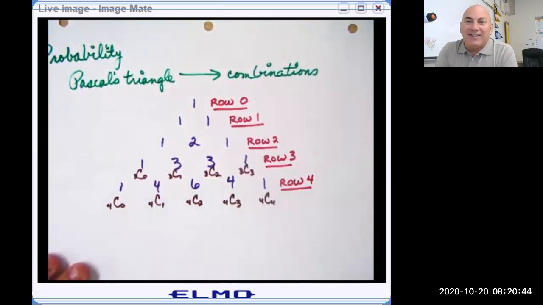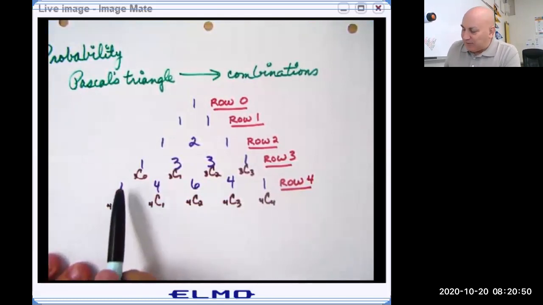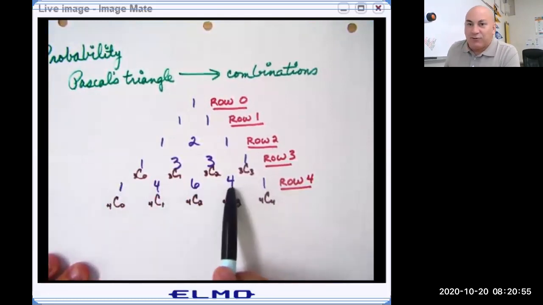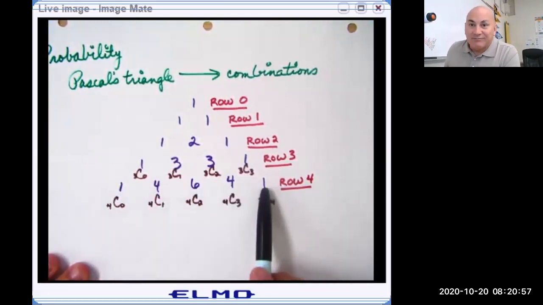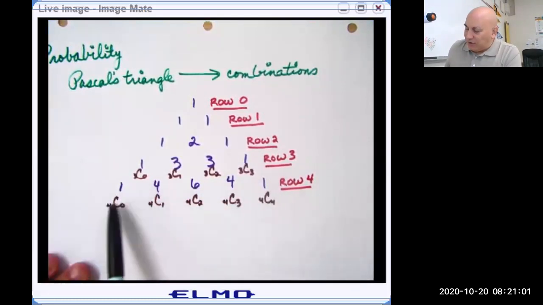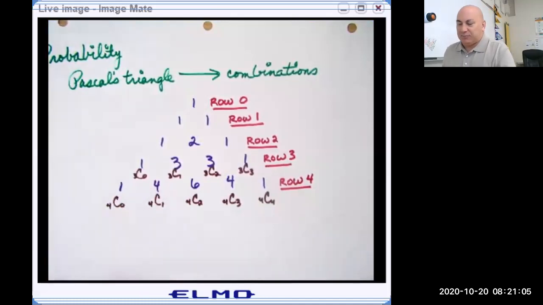Common mistake, highlight this, asterisk, whatever it takes. When I ask questions like this, too many people are going to say that this is 4 choose 1, 4 choose 2, 4 choose 3, 4 choose 4, and I don't know what this is. Don't make that mistake. We're always starting with choosing 0 in our combinations.